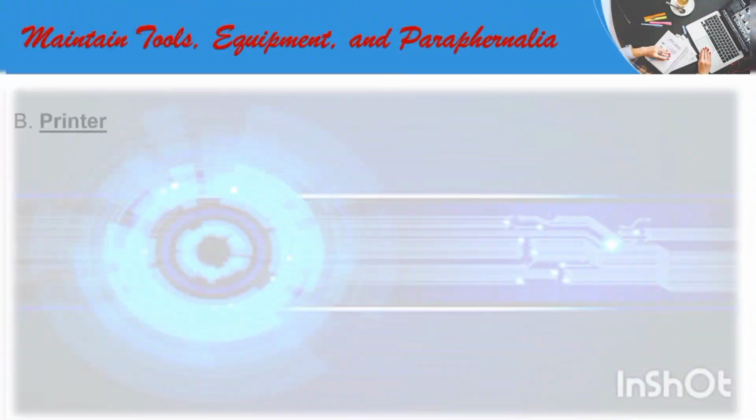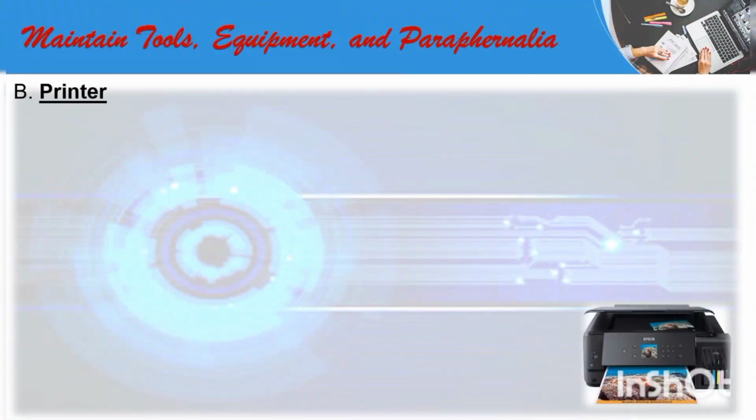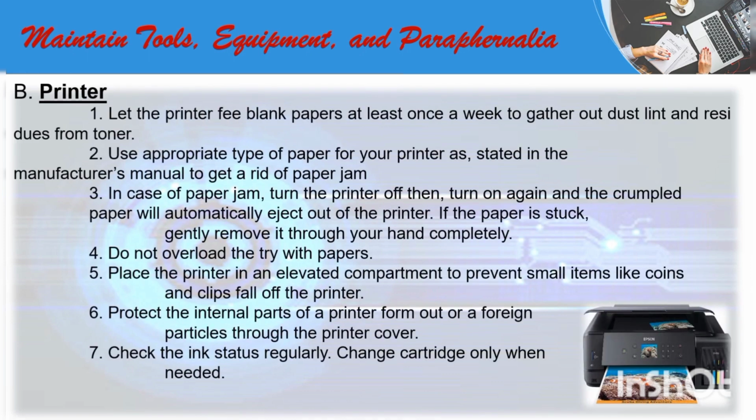Now let's move on to the next major tools and equipment. So we have the printer. So of course, first, you have to let the printer feed blank papers at least once a week to gather out dust, lint, and residues from toner. Number 2, use the appropriate type of paper for your printer as stated in the manufacturer's manual to get rid of paper jams. Number 3, in case of paper jam, turn the printer off, then turn it on again, and the crumpled paper will automatically eject out of the printer.